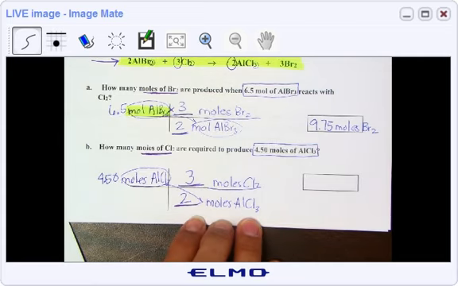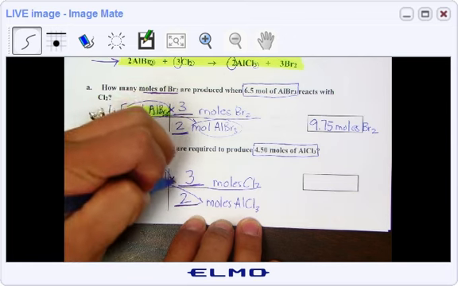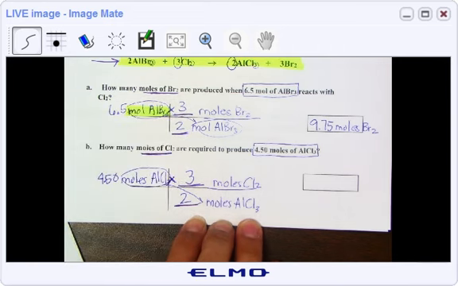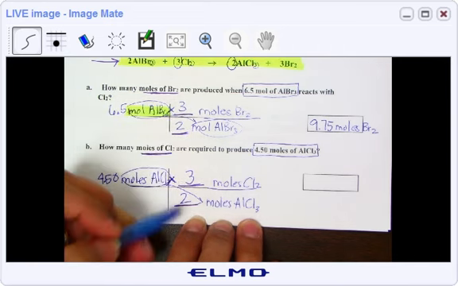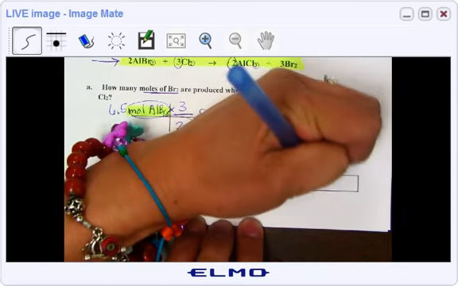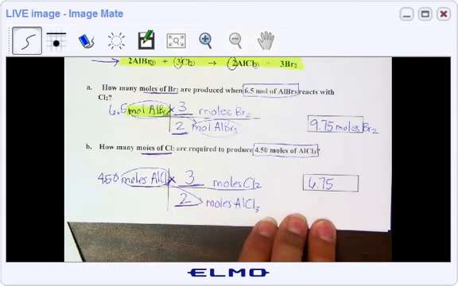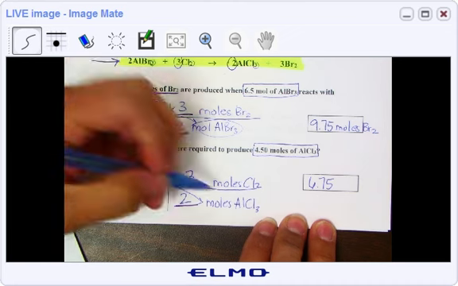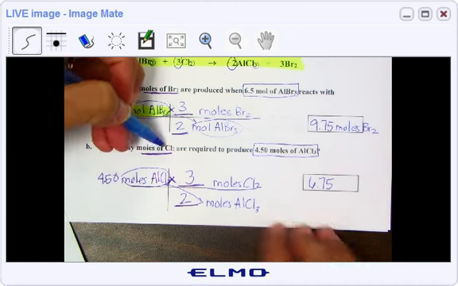Now you solve. You're going to get your calculator and do 4.50 times 3. Anything side by side, you multiply. That gave me 13.5, and I'm going to divide it by 2. It's 6.75. 6.75 what? What was I looking for? Moles of Cl2.